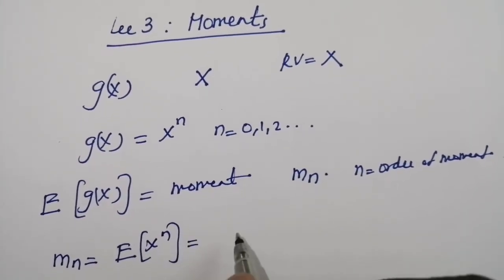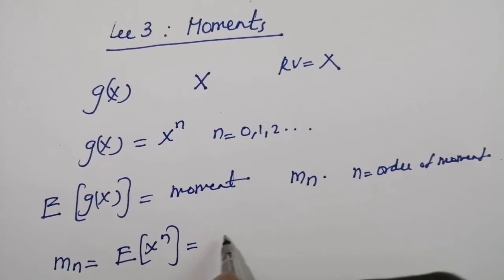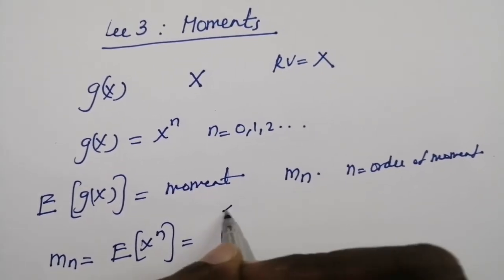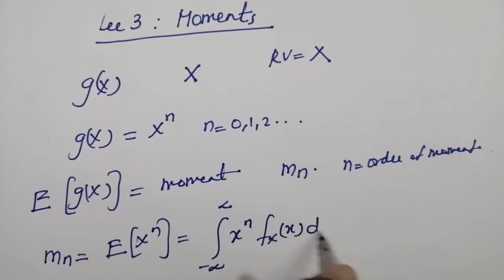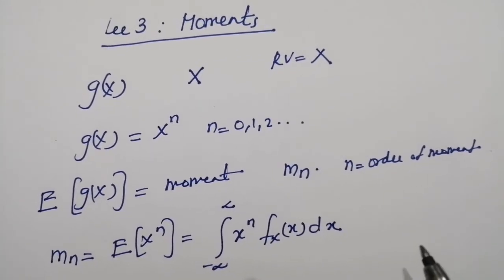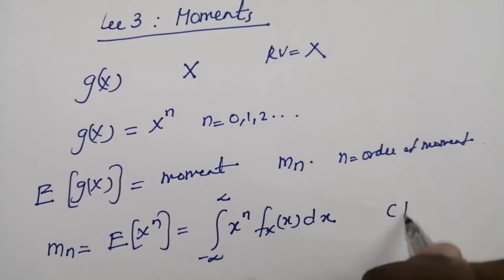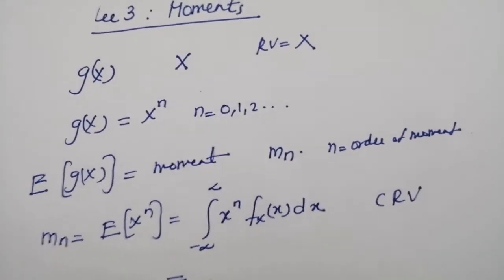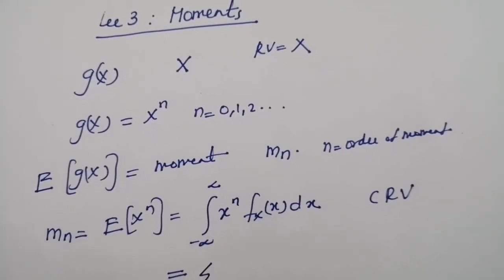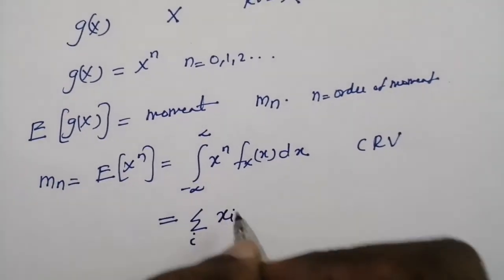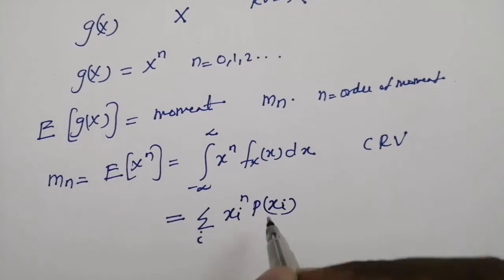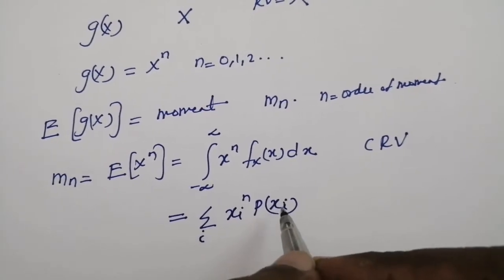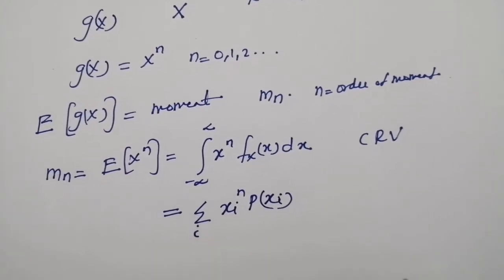So this will be equal to, for the case of a continuous random variable, the integral from minus infinity to plus infinity of x raised to n times f_X(x) dx. And in the case of a discrete random variable, it can be written as the sum over all i of x_i raised to n times p(x_i), that is, the probability that the random variable x takes the value x_i.